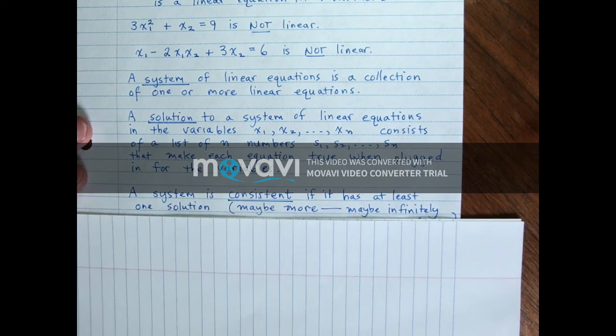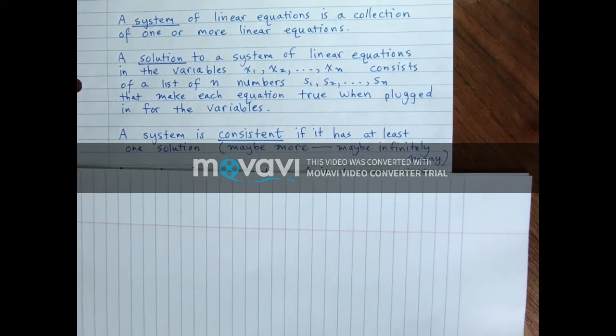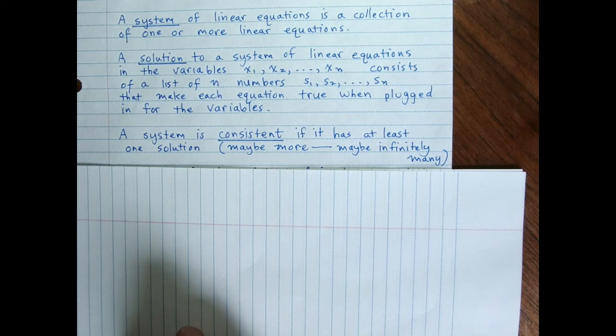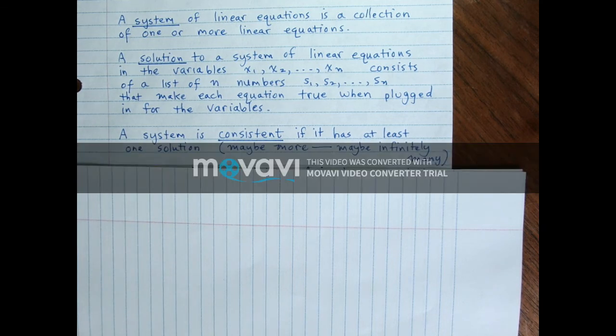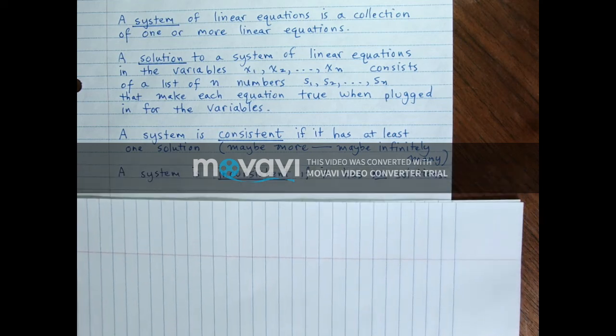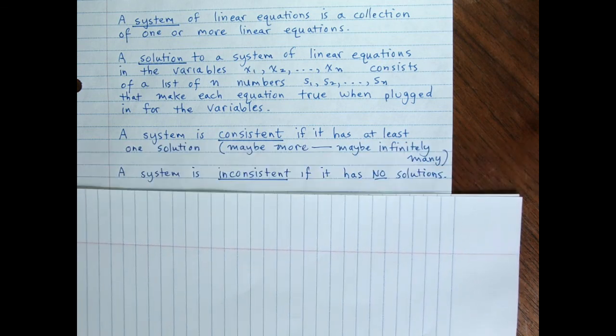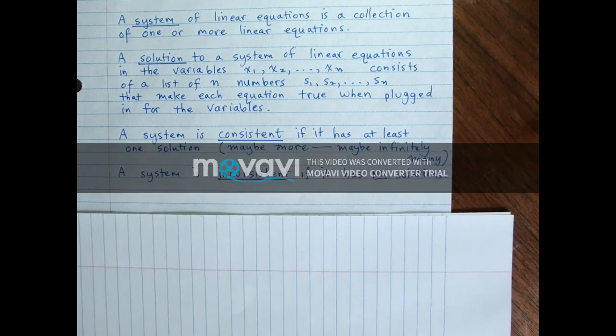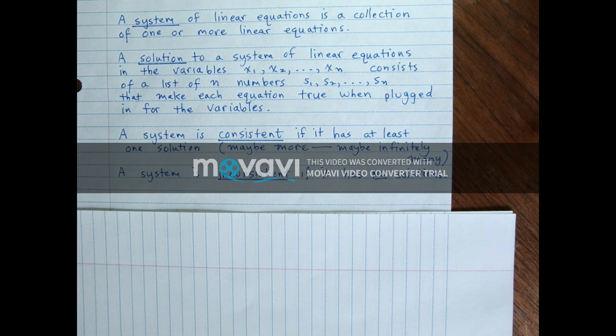Now, here's a couple words that might be new to you. We're going to say that a system is consistent if it has at least one solution. It might have more than one solution. It might have infinitely many solutions. We use the word consistent for all those different situations. If it has one or more or even infinitely many, the system is consistent. The system is said to be inconsistent if it has no solutions. So it really means nothing other than no solution, and you'll see these words consistent and inconsistent used in our textbook a lot, and you want to get comfortable with them.